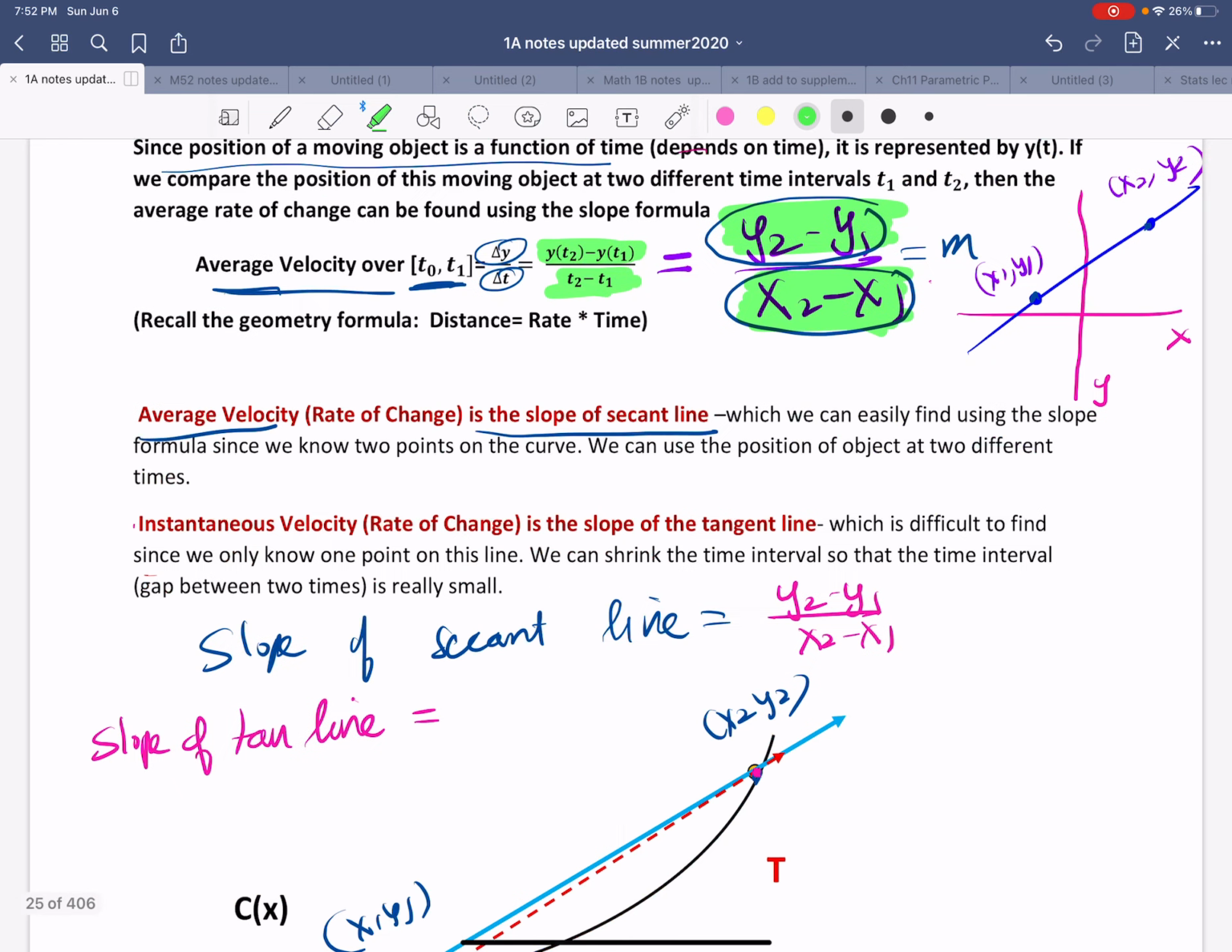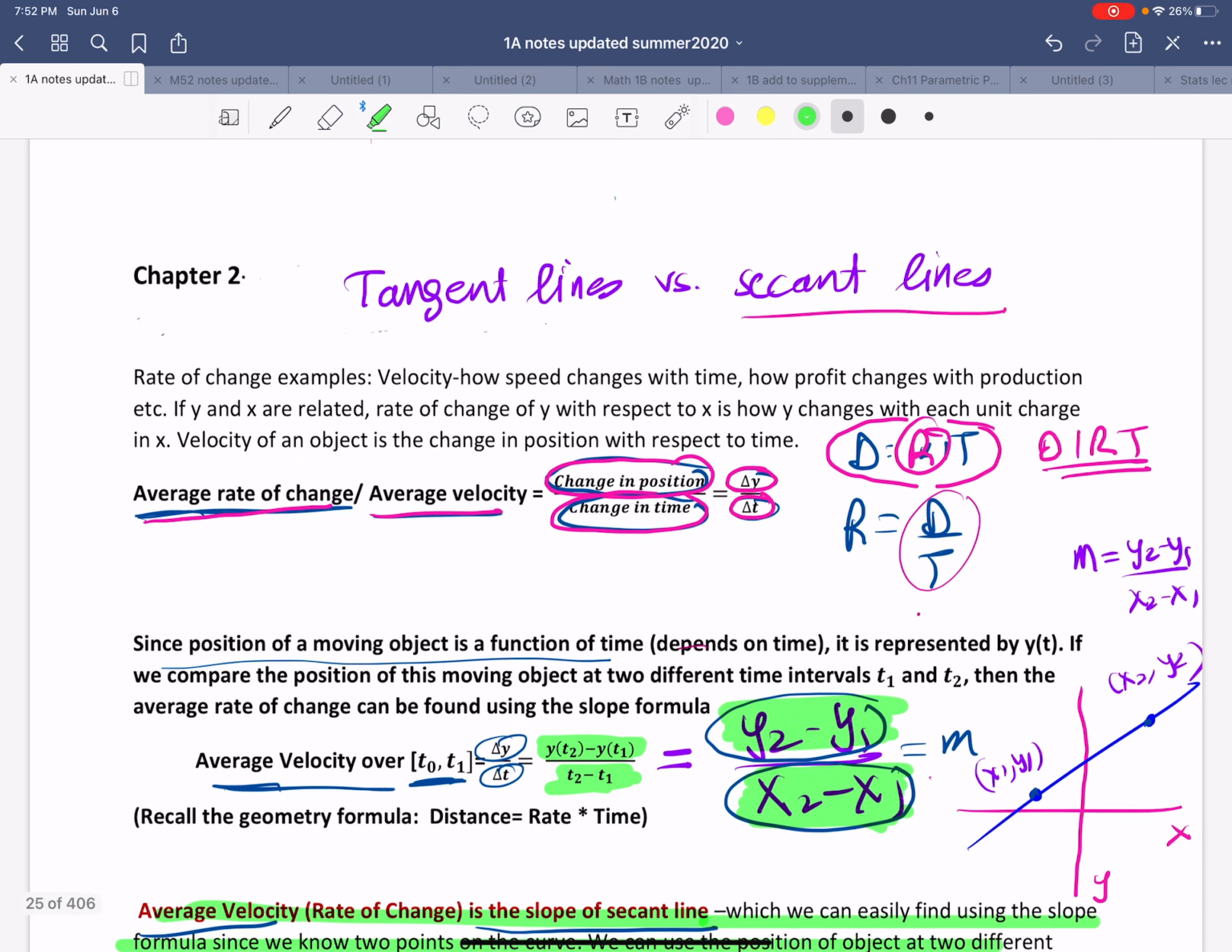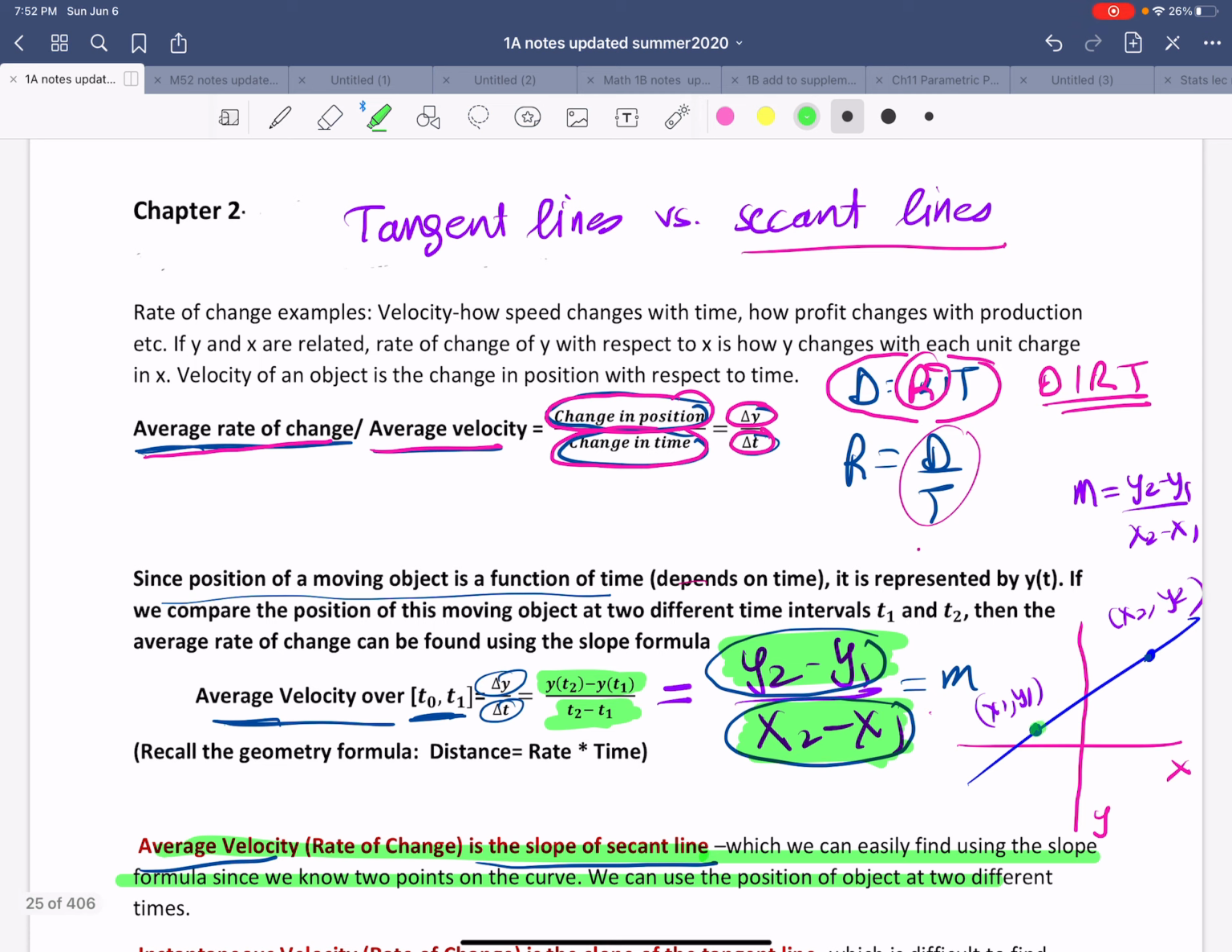The average velocity is the slope of the secant line, which can be easily found by using the slope formula from algebra. We might recall the slope of a line can be found if we know two points on the line: the difference in y coordinates divided by the difference in x coordinates is the slope of the line. And we can find the average rate of change. So if I go from here to Sacramento and I know the distance traveled and the time taken, I can find my average rate or average speed going from here to Sacramento.